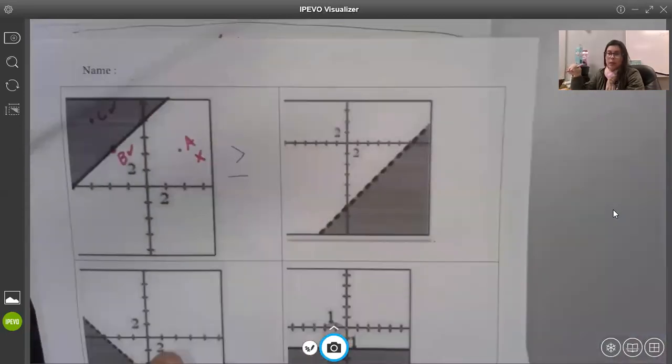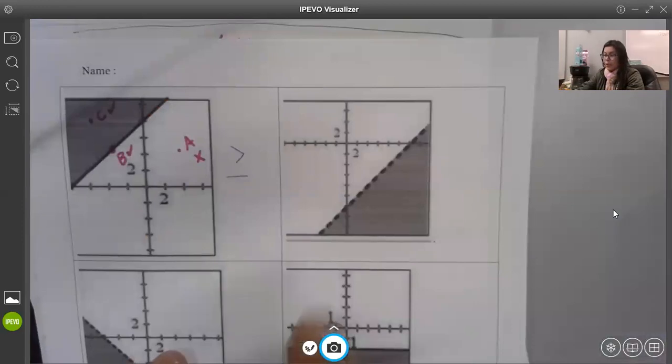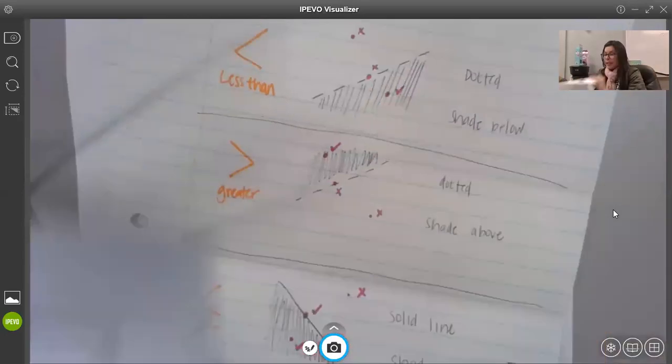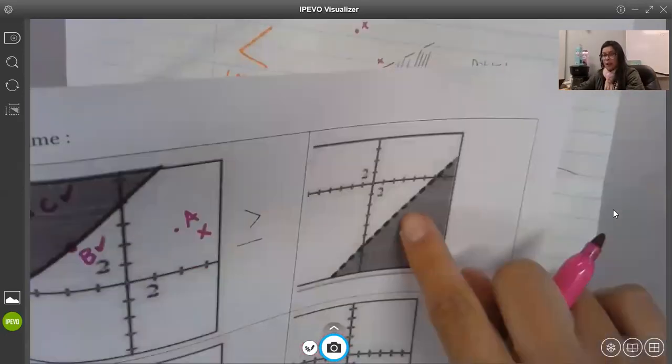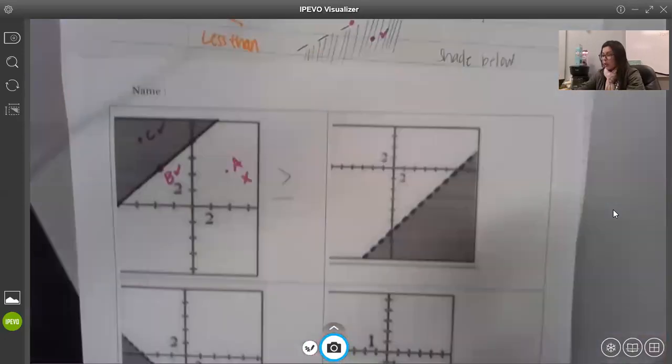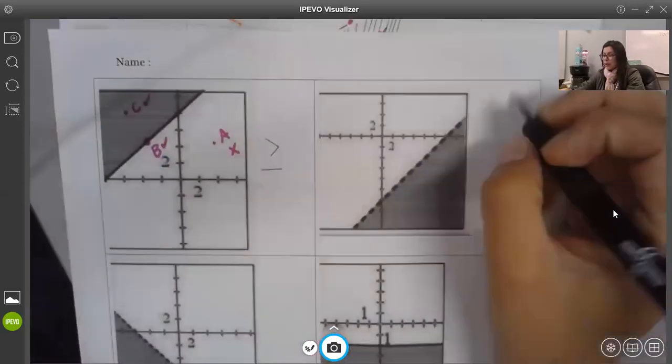Okay, let's look at this one right here. Tell me what's the inequality. We're shaded down. So down is less than, and it's a dotted line. So it's going to be this one up here. It's not a solid line. So the correct answer would be less than.